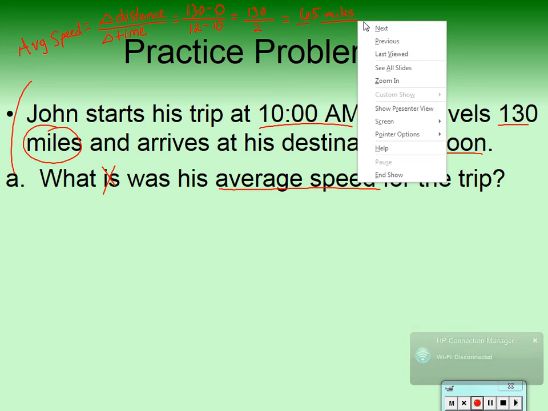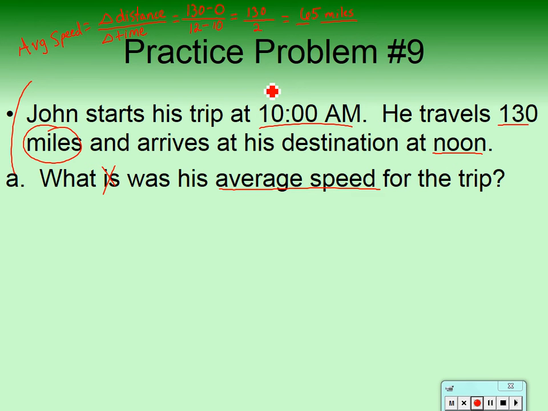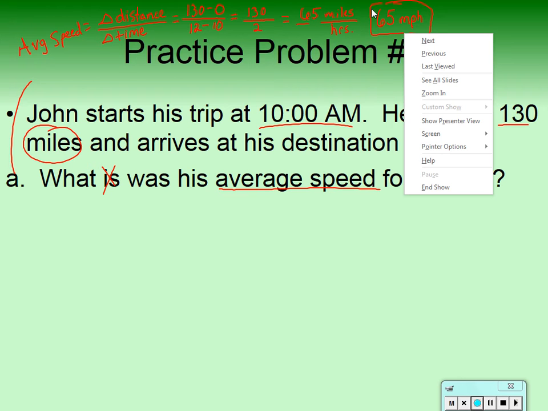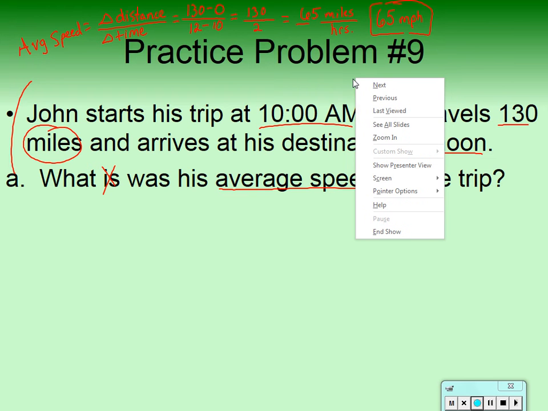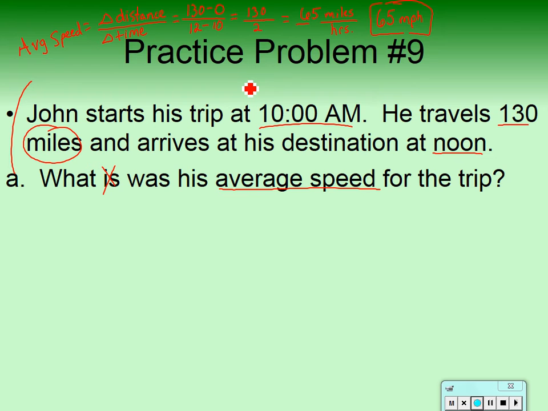Miles divided by, and on the bottom, for time, our time was measured in hours. So I'm going to put hours down here. So 65 miles per hour. Another way of writing that is how we are used to seeing it, mph, for miles per hour. So that was his average speed, 65 miles per hour.